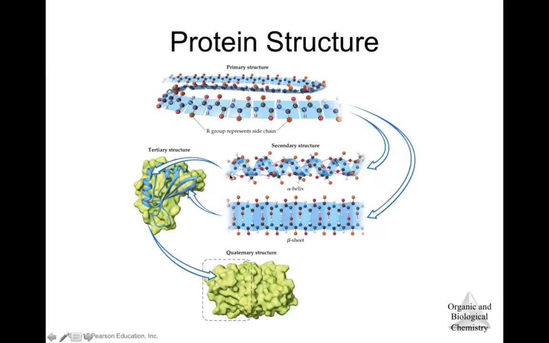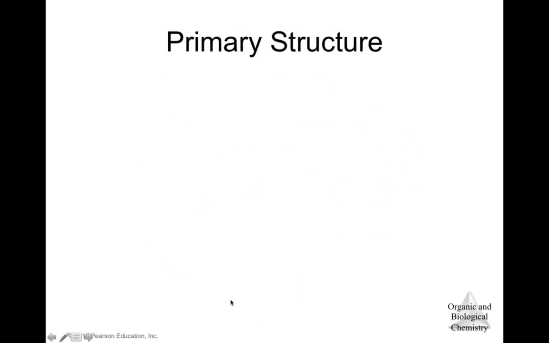And then they can interact, the R groups from the amino acid between them, between an alpha helix and an alpha helix, or a beta sheet with an alpha helix, or beta sheet with beta sheet. And those interactions between those side chains are the ones that create the tertiary structure, and then this tertiary structure can interact with other tertiary structures to create the quaternary structures. So let's go a little bit deeper in each of them.